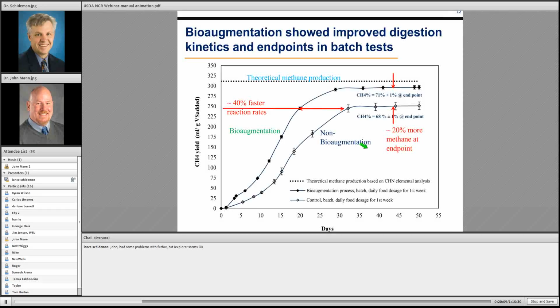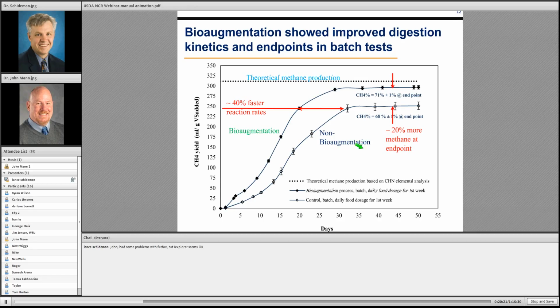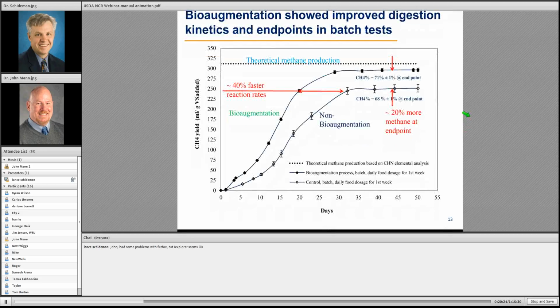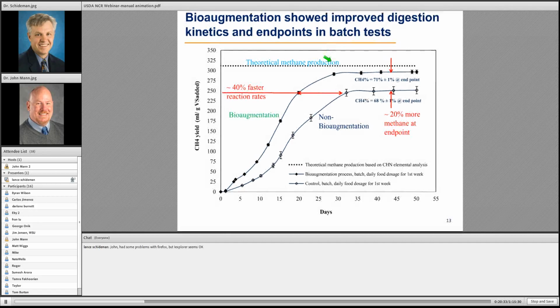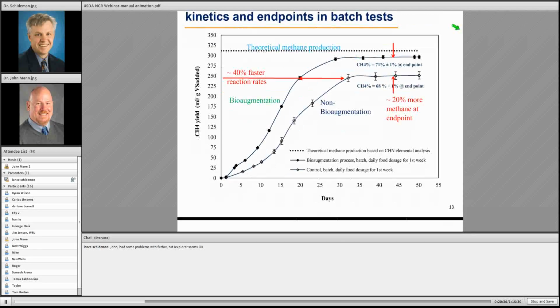Okay, so how does this bioaugmentation work? This is a simple batch test, so you can clearly see the results. We've got theoretical methane production shown up at the top, and then we've got two curves shown. The first curve is with bioaugmentation. In any case, with bioaugmentation, you can see that we got very close to the theoretical methane production, and just below it is the line for non-bioaugmentation.